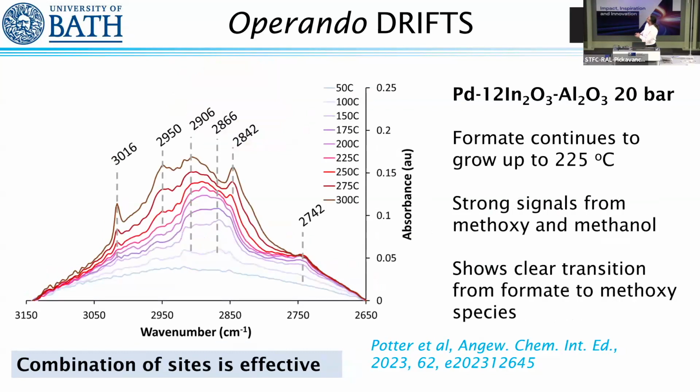So we then looked at the combination here, the palladium-indium. We saw the formate was beginning to grow up to about 225 degrees C, and then it started slowing down. So we've actually got a very nice catalyst here where we can see that the indium is able to activate CO2, and then the hydrogen kicks in as well, and we can form methanol very nicely. So here, the combination of sites was very effective, and it was very important for this reaction.